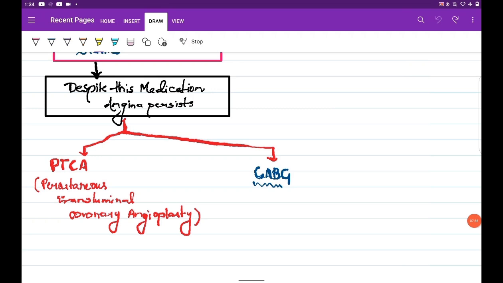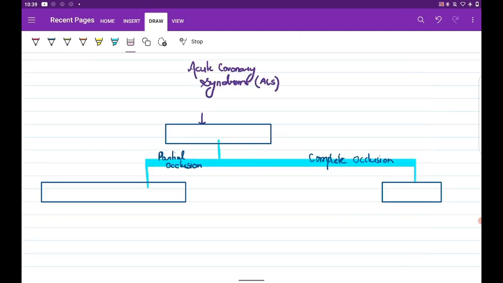Now since we have talked about stable ISD, we'll talk about another spectrum of ischemic heart disease, that is acute coronary syndrome. What are the characteristic features in acute coronary syndrome? Pain at rest will be present. In stable ISD, as soon as the patient takes rest, the pain subsides. But in acute coronary syndrome, there will be pain at rest. By pain I mean chest pain. And the pain will last for more than 20 minutes. In stable ISD, the pain lasts for less than 10 minutes.